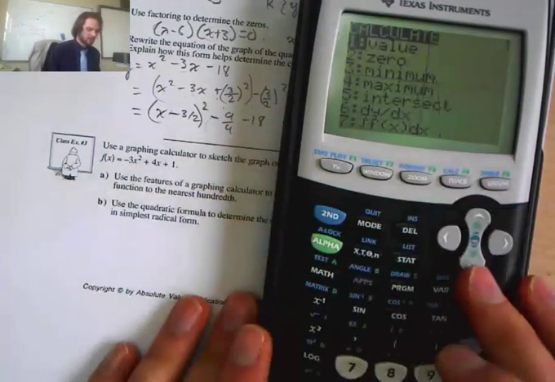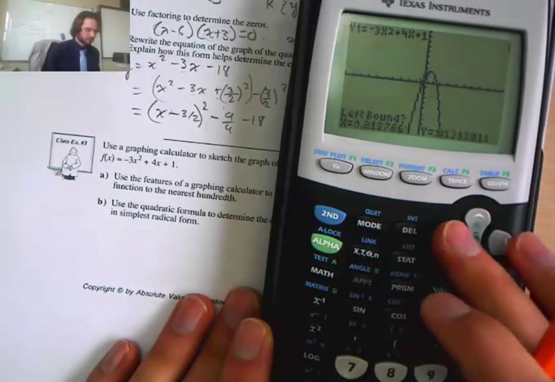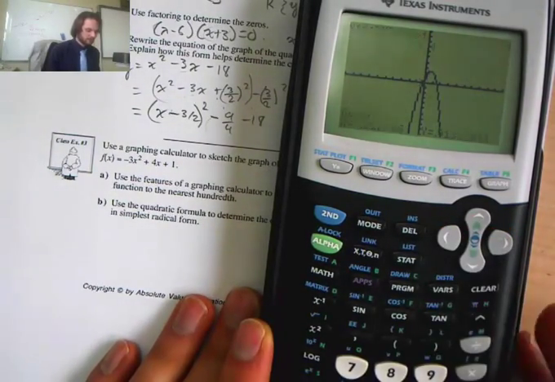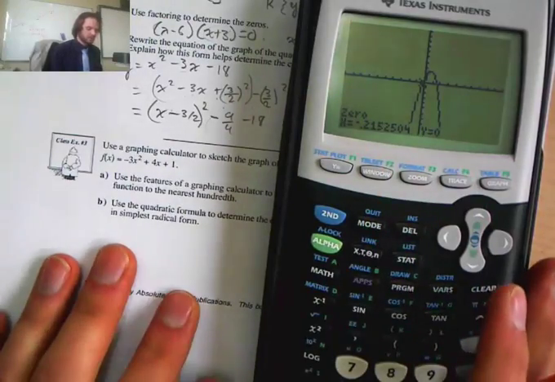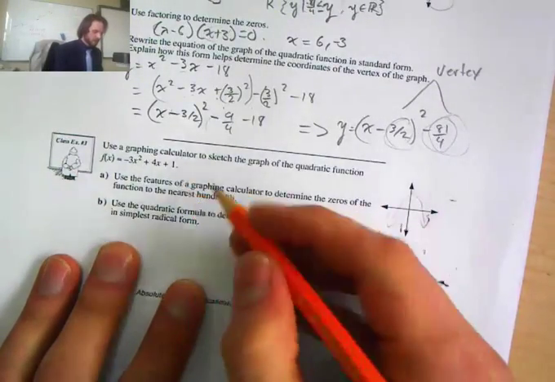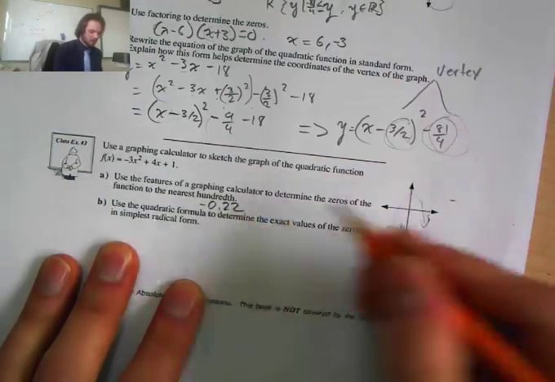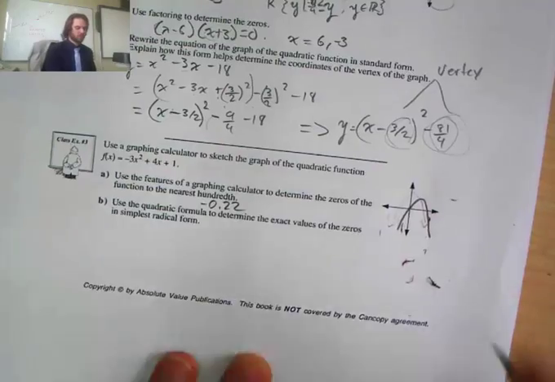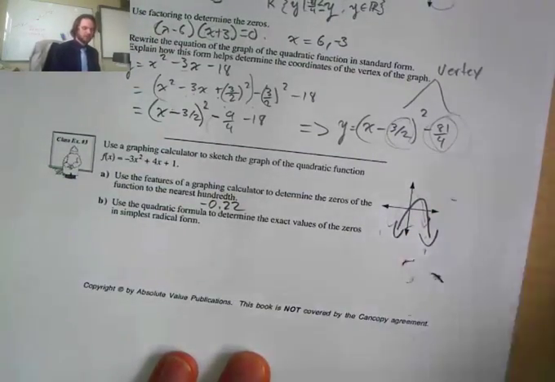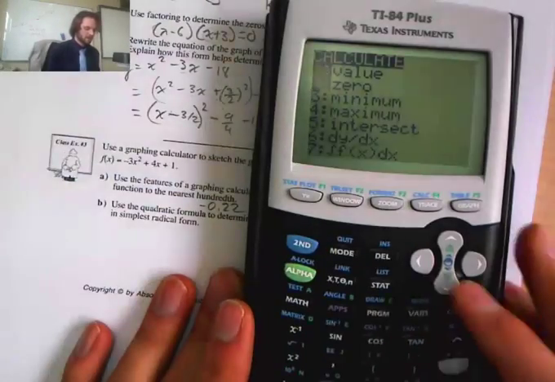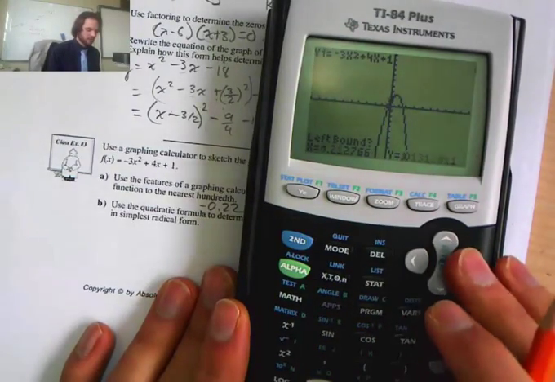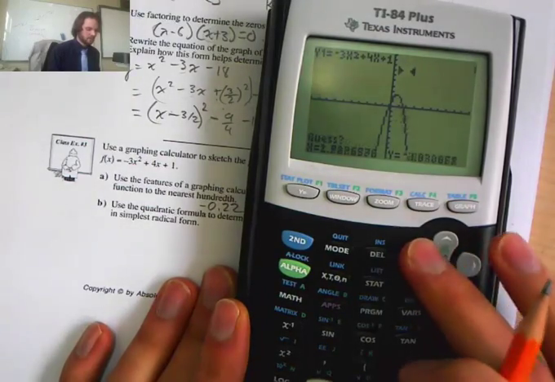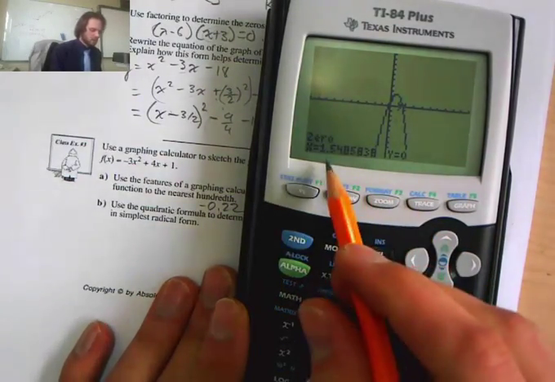So I go second calculate, and I want my 0. So left, right, guess, I get negative 0.22. So my one zero is going to be there at negative 0.22. And my other one is, second calculate, find the 0, and we go left bound, right bound, guess. And I get 1.55.